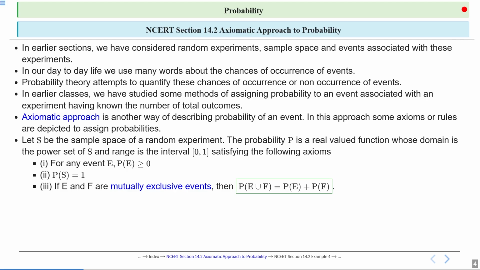So students, note this axiomatic approach. Here note this point: P is a real valued function. Pay close attention to this point.